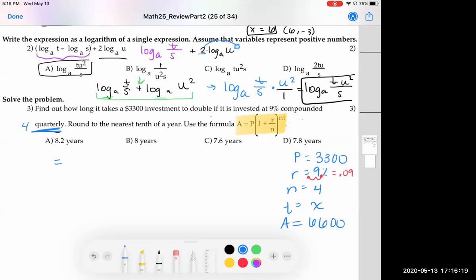All right, so A is 6,600. P is 3,300. And I have 1 plus R, which is 0.09, over N, and N is 4, times N times T. So N is 4, and then we have our T unknown. You can write T, you don't have to write X.